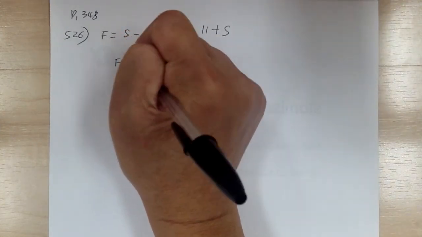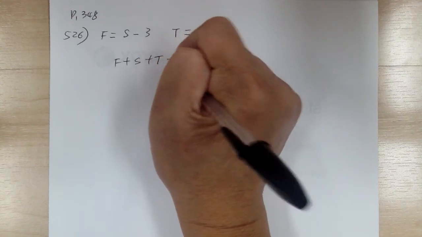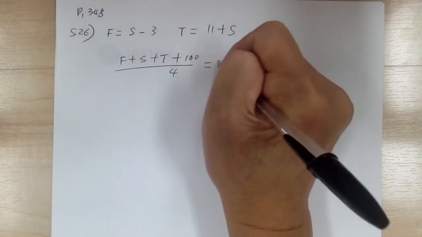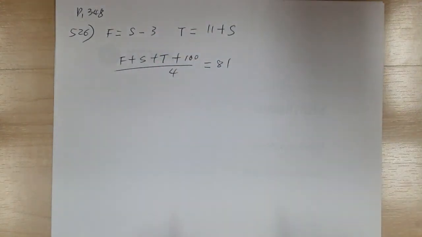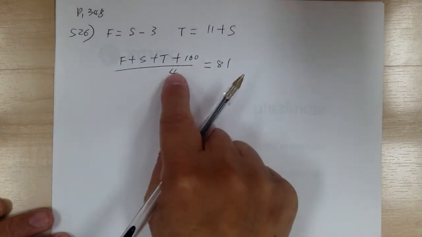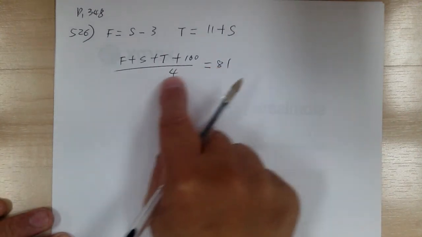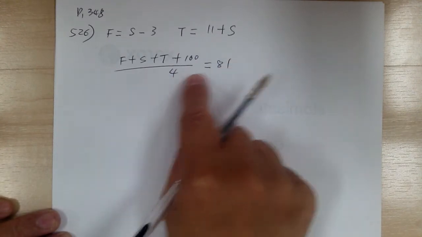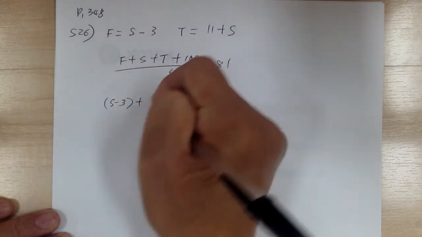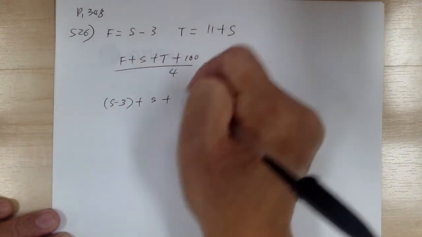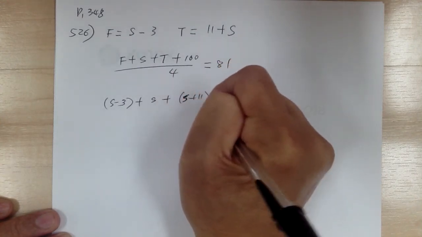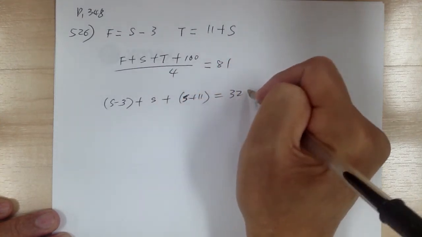So first plus second plus third plus 100, divided by 4, will equal 81. So you're looking for the third score. Okay, so let's go ahead and solve this. Do all the substitution, and multiply by 4 to get rid of the fraction. So first is s minus 3, plus s, plus the third, I'm going to reverse this, it'll be s plus 11, equal to 324.